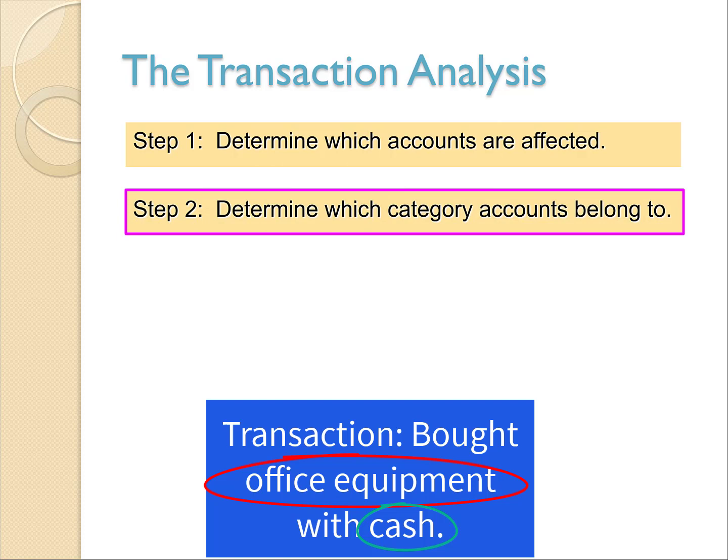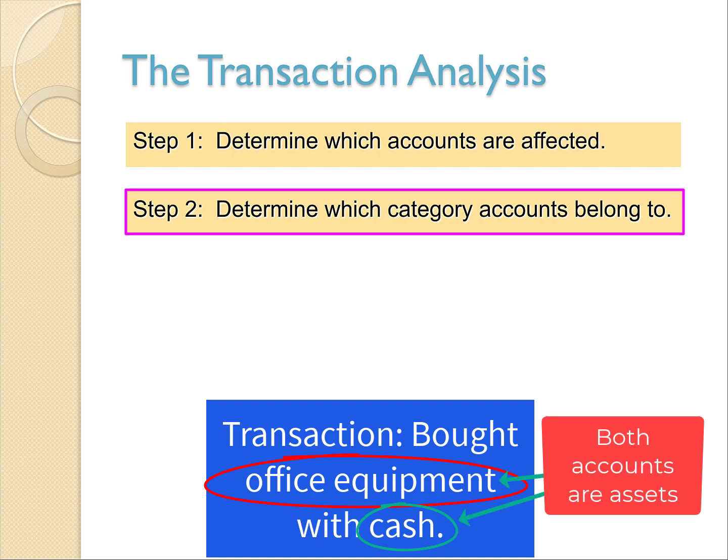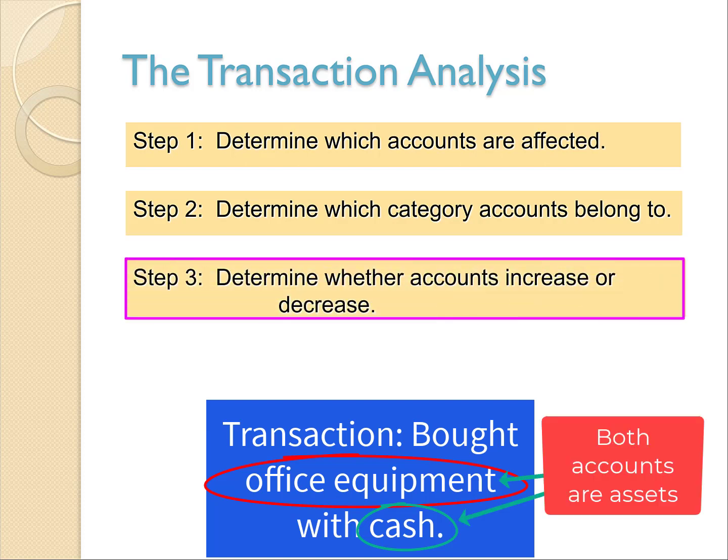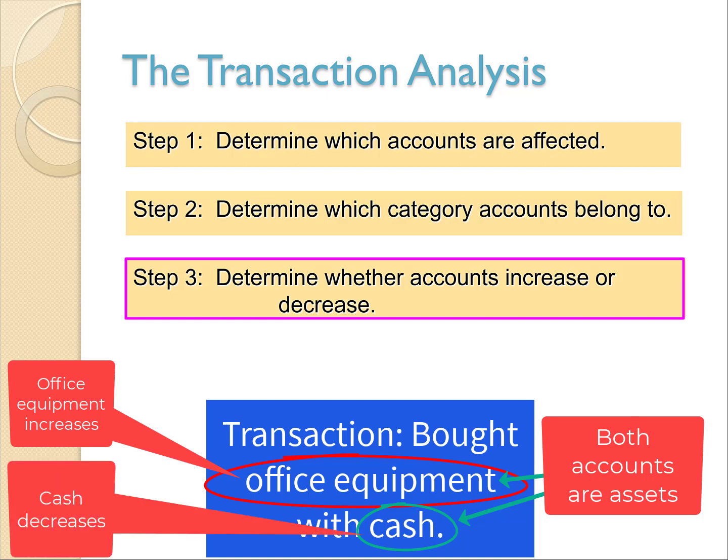The second step is to determine which category the accounts belong to. In other words, are these accounts assets, liabilities, equity, revenue, expense, draw? Well, in this case, they're both assets. And then we would determine which accounts increase or decrease. Let's start with office equipment. Do we have more office equipment or less office equipment after this transaction? Obviously, we have more. So office equipment is increasing. And what's happening to cash? Well, we paid cash, so cash is decreasing.